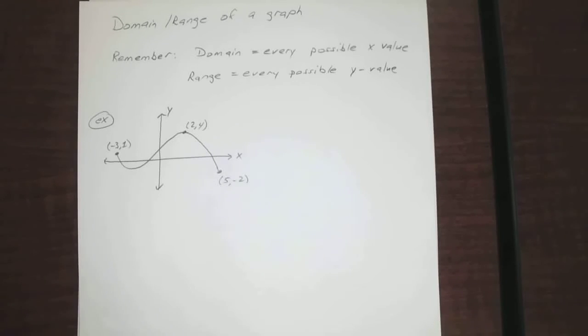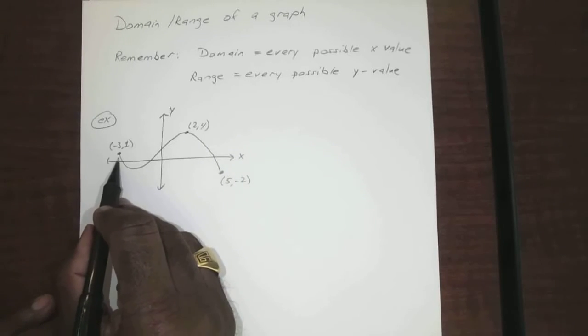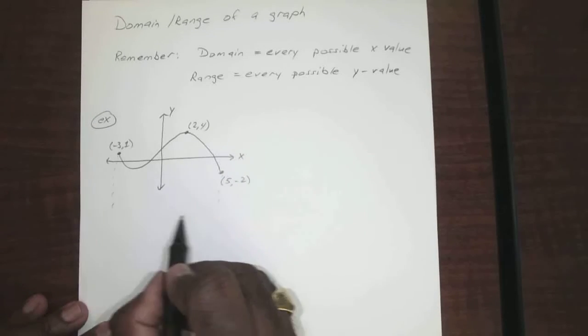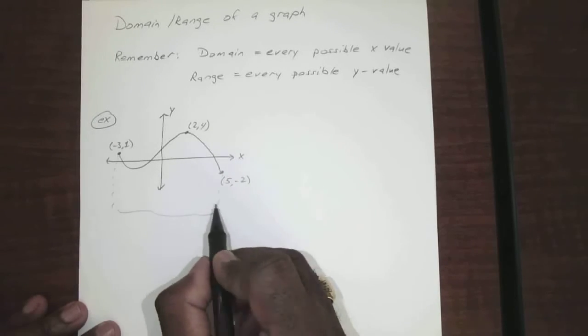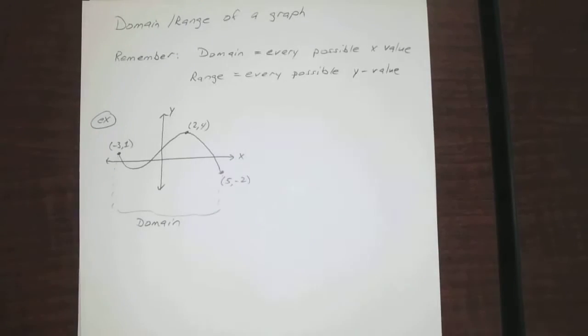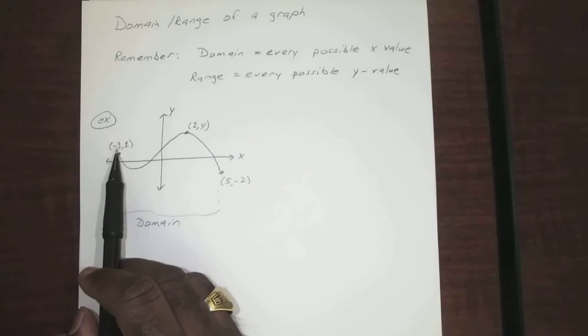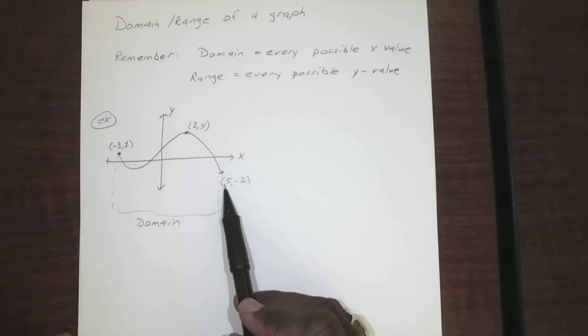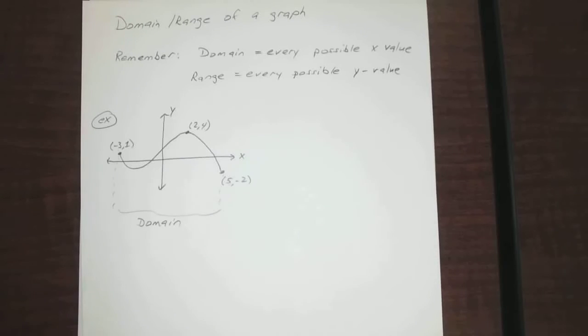Okay. So your domain is going to be every possible x value, which means from this x value all the way to this x value. So this is going to be your domain. Everything in between there are possible x values, which means on the left side, your x value is -3. And on the right end, your x value is 5. So your x can be any value between -3 and 5.